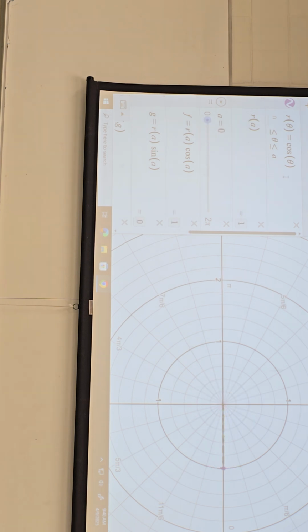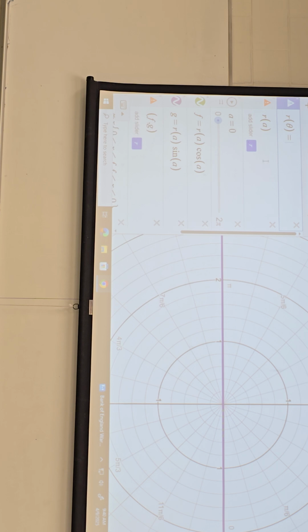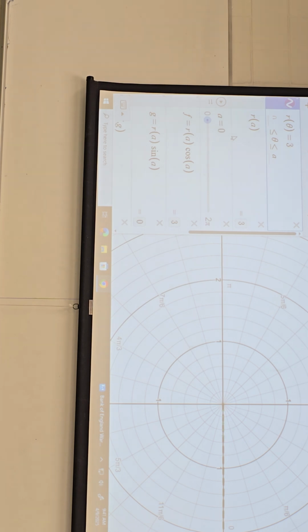So this is kind of conceptual for right now, trying to really grasp what's happening. If I said r of theta equals 3, so that is just the curve r equals 3, what should this slowly be tracing out in my plane?